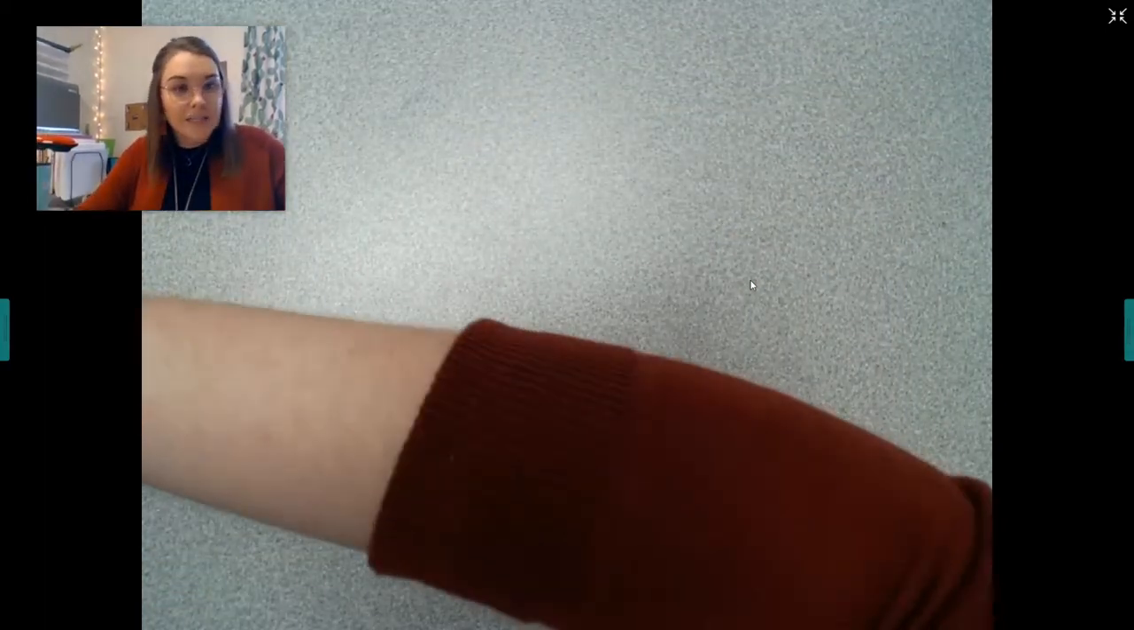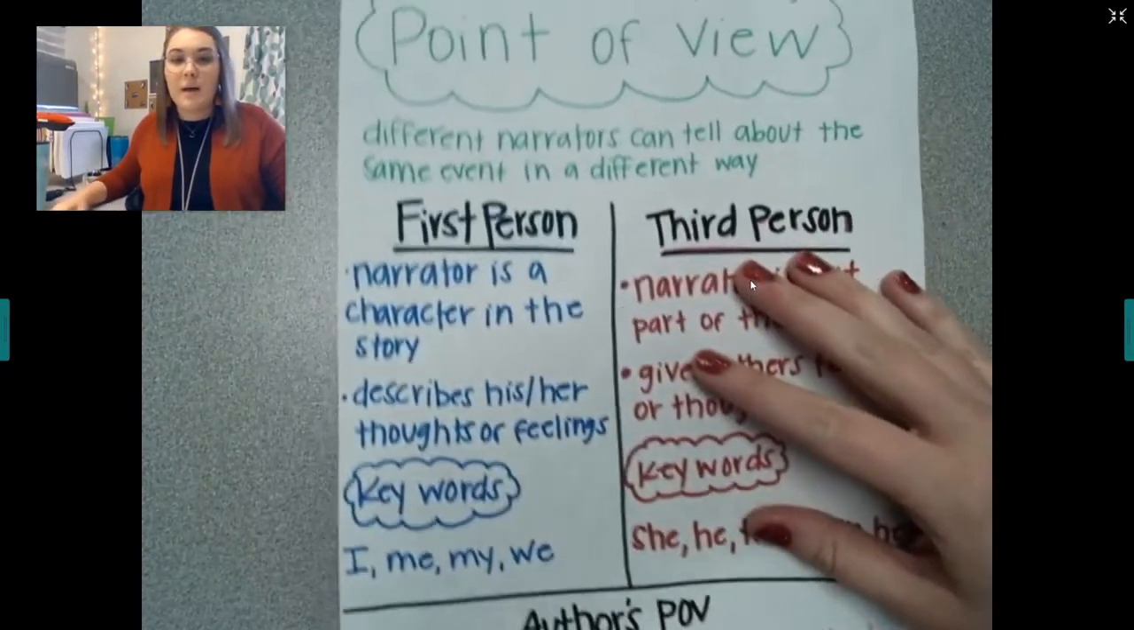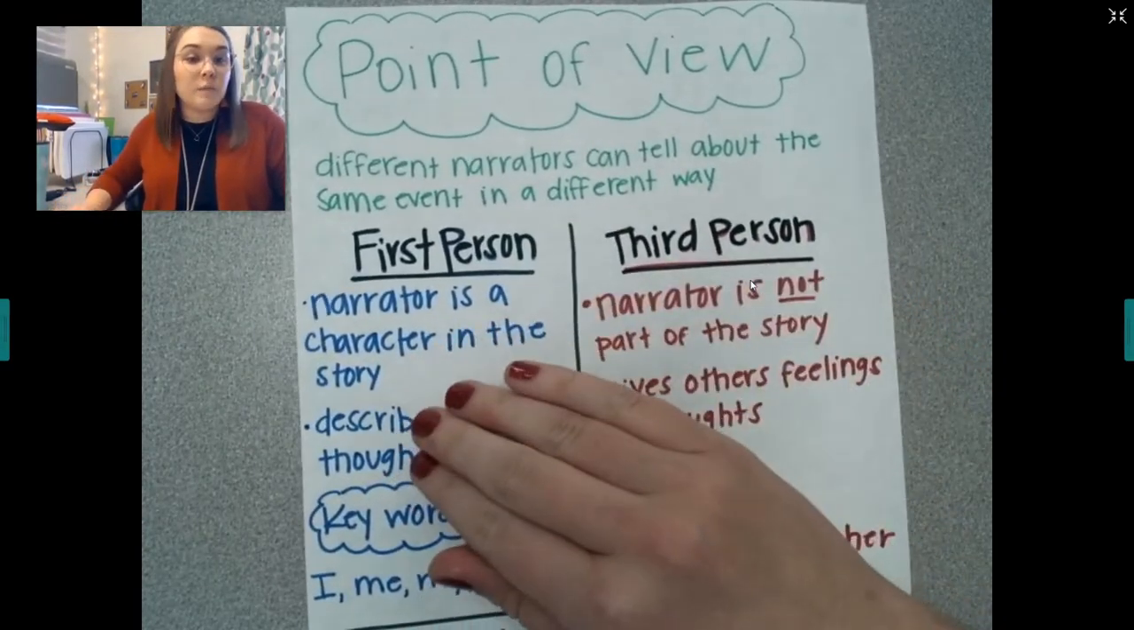Friends, it's time for reading today, and we're on chapter 5 of Frindle. I'm so excited, guys. I love this book, and I love reading books to you guys. I'm so pumped. Today, I just want to remind you, we're constantly working on skills as we read. Yesterday, we talked about point of view, whether it's first person or third person.